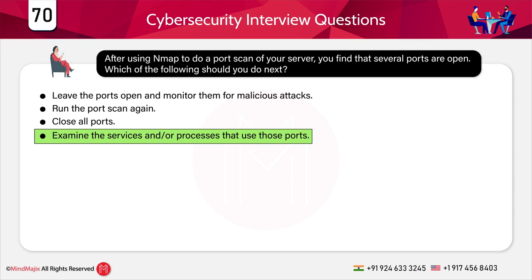If they are required for your work, in that case you can keep them running, but you can apply some security mechanisms. But if those processes and services are useless, you just need to stop those services and processes and close those ports.